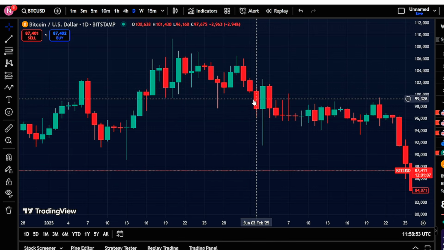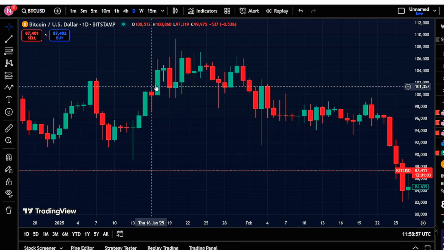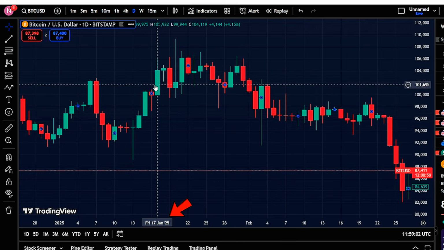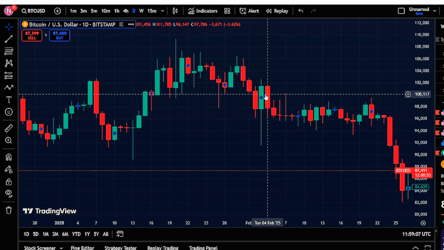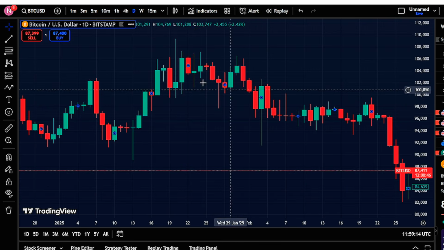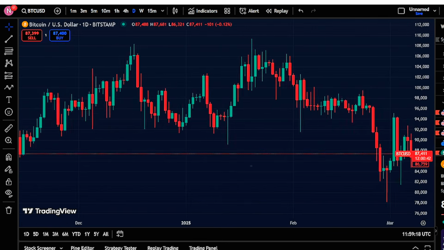So if I go ahead and just click on any one, you'll notice right here, guys, that for this very green candlestick I'm on, this was Friday 17th, 2025, right? If I check any other candlestick, you notice that this very red one was on Thursday 4th of February 2025, right? So every single candlestick here simply represents a single day.